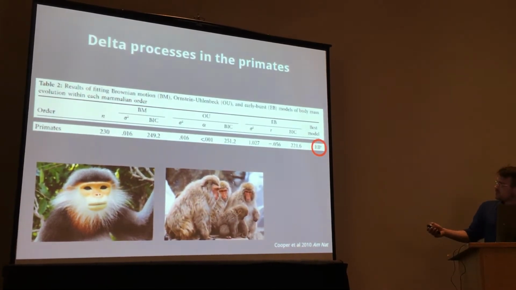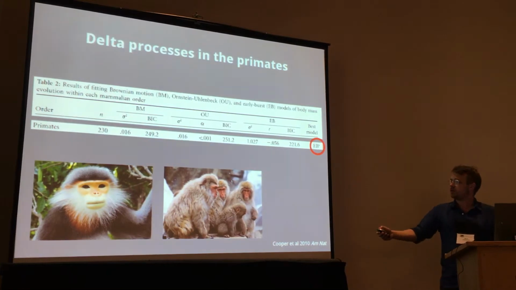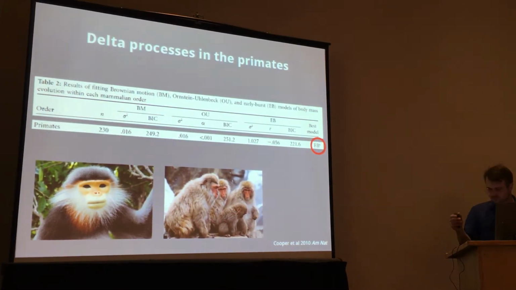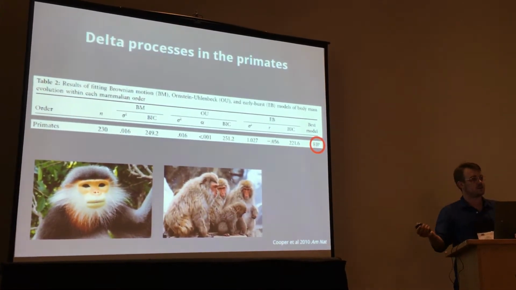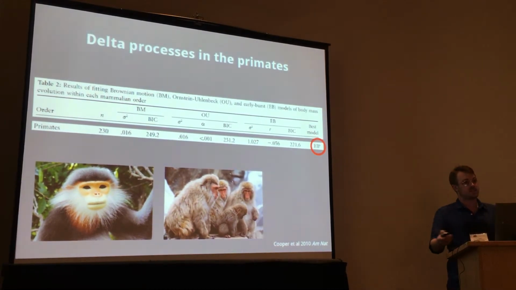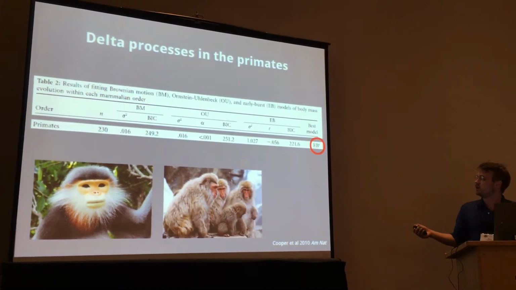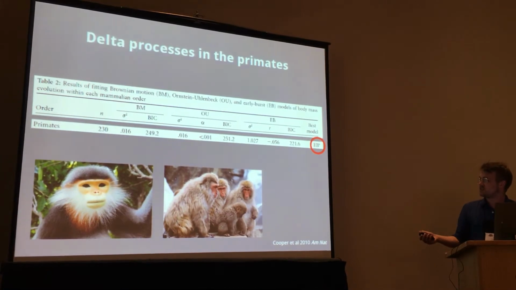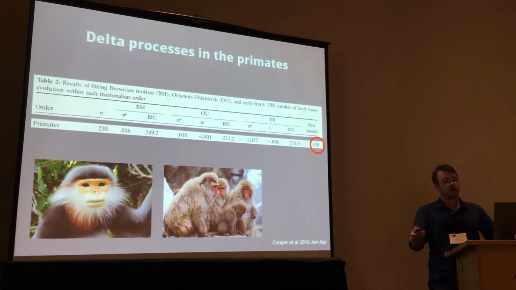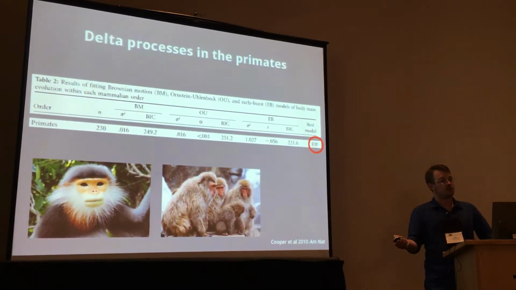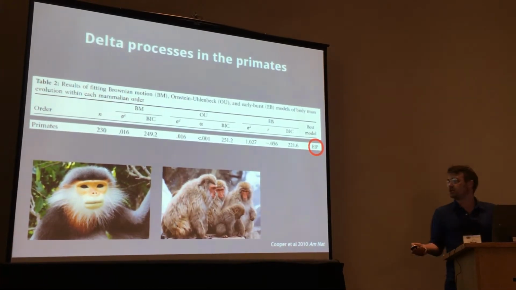So there's some evidence for an early burst pattern in the primates that was shown in 2010. An early burst pattern is quite similar to a delta, except the relationship between rate and time is exponential rather than a power relationship. But that, to me at least, suggested that these primates are perhaps a good target group to try and find nonlinear variation in rates of evolution of body size.